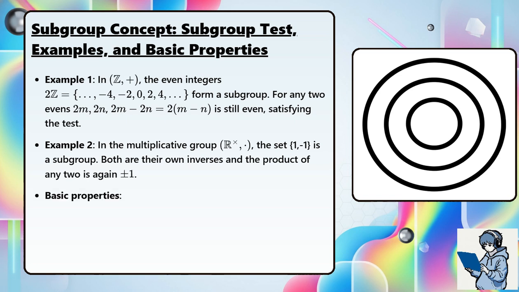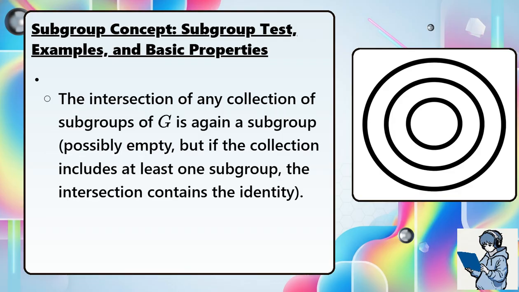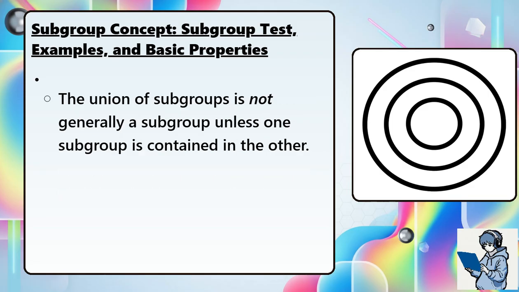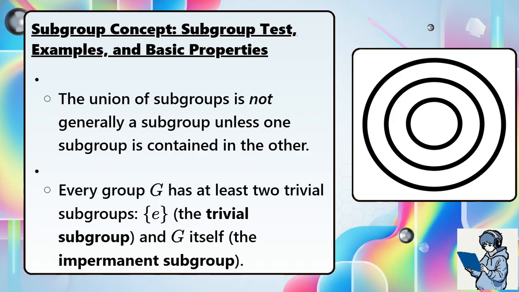Basic properties: the intersection of any collection of subgroups of G is again a subgroup. If the collection includes at least one subgroup, the intersection contains the identity. The union of subgroups is not generally a subgroup, unless one subgroup is contained in the other. Every group G has at least two trivial subgroups: the set containing e, the trivial subgroup, and G itself, the improper subgroup.